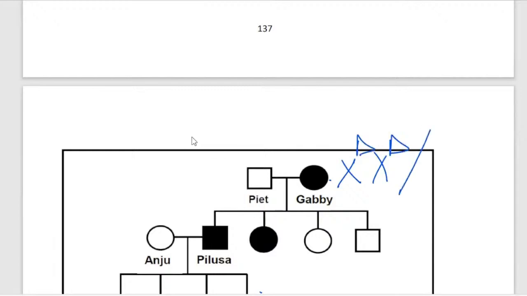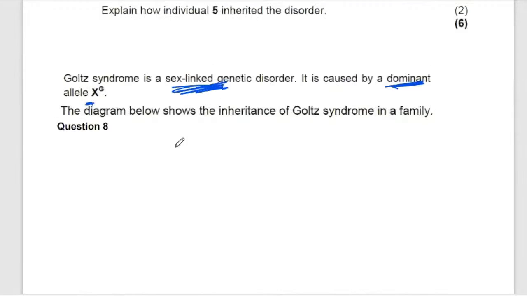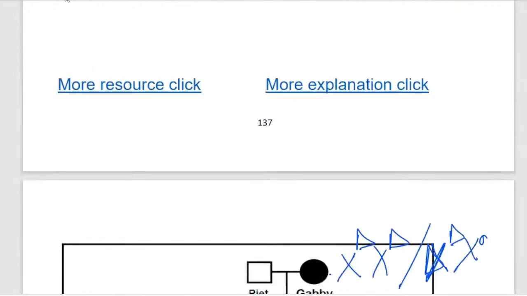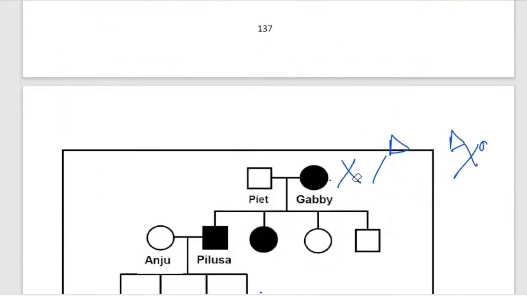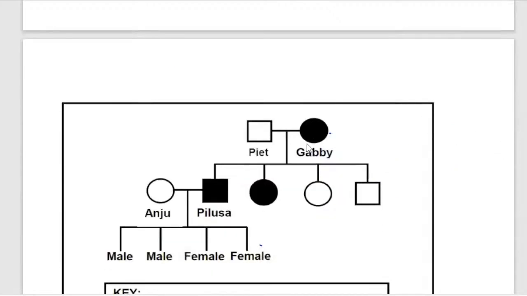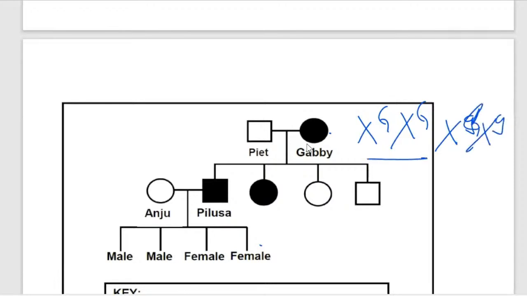Can it be capital D? Sorry, X capital D X. Is it capital D? No, they used G. Sorry, guys. Please use the letter they have given you. Don't just use what you think is correct. Therefore, it's going to be X capital G, X capital G, X small g, and X capital G, X small g. But now I need to find out about this one. This one is normal, so it's going to be small g.